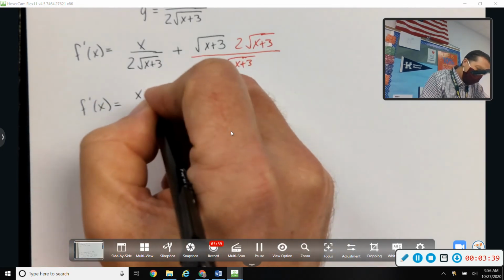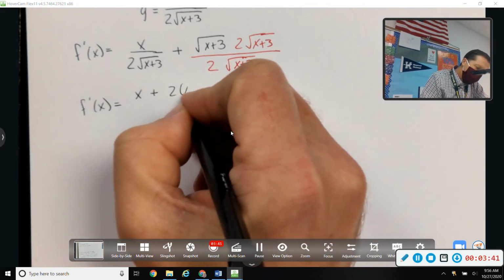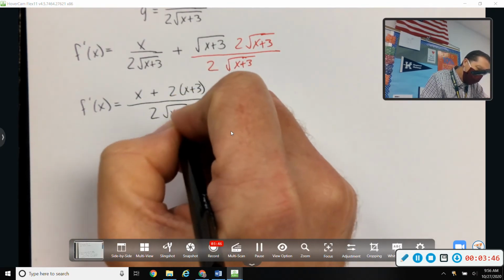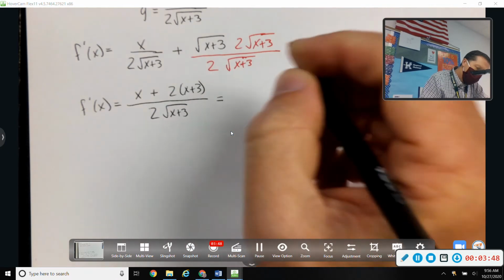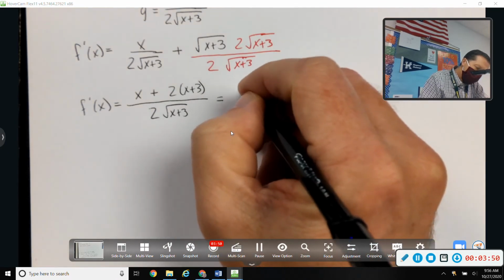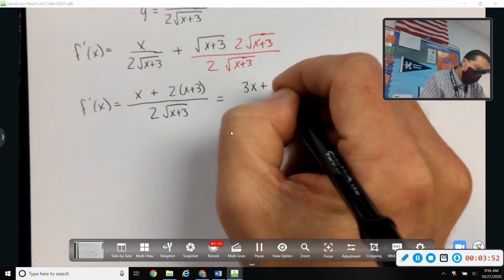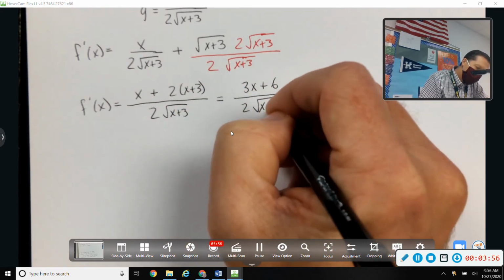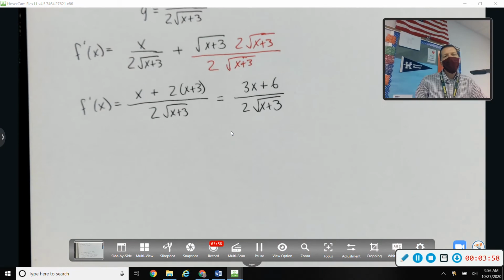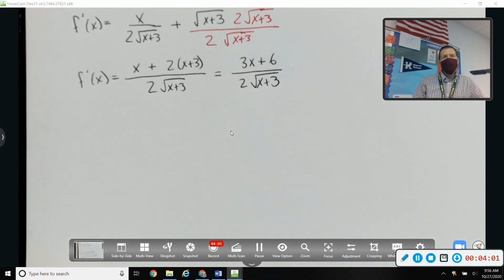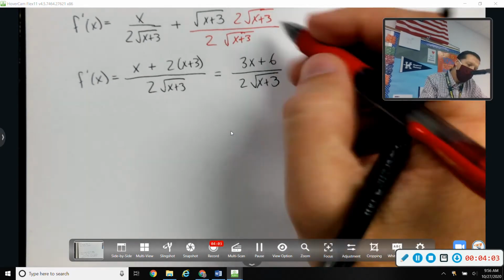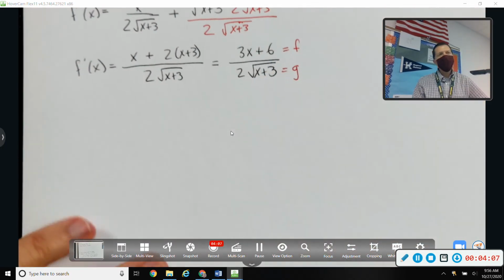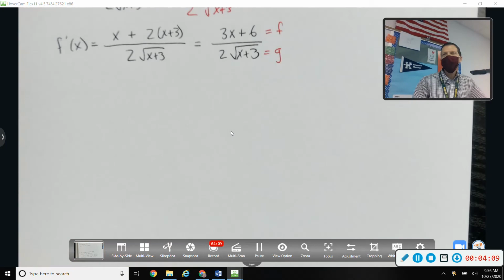So x plus 2 times x plus 3 all over 2 square root x plus 3. So that would be 3x plus 6 over 2 square root x plus 3. Okay, that doesn't look too bad. So I think we made the right call in cleaning it up first. Now we get to do the quotient rule. What a lovely problem. Product rule and quotient rule.